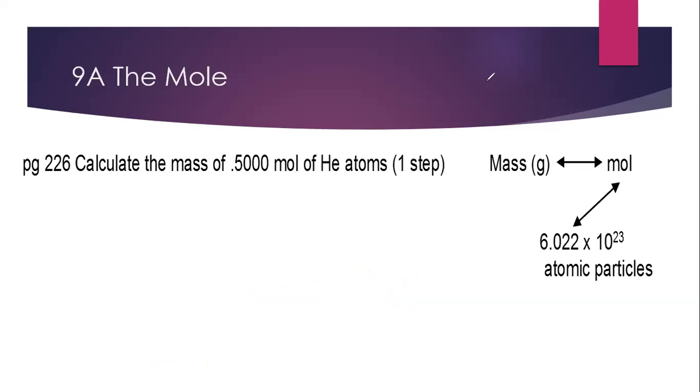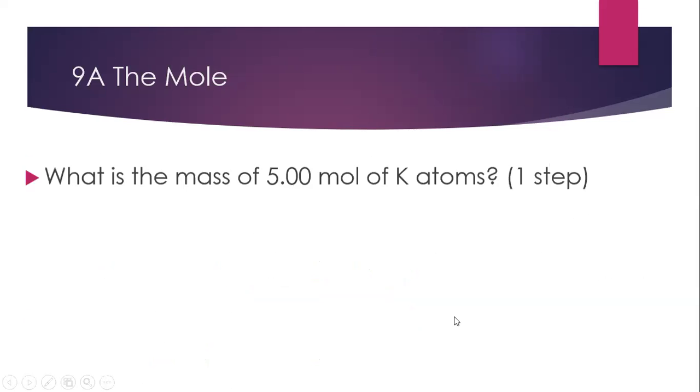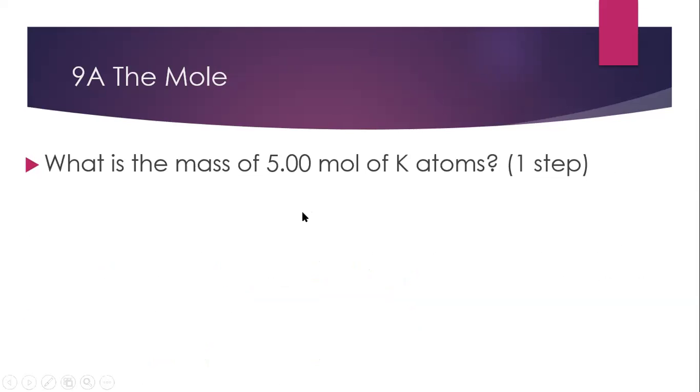Okay, let's go ahead and go to the next screen. What is the mass of 5 moles of krypton atoms? This one, we've got 5 moles going to mass. This is the same type of problem as the last one. The only difference is now we're looking at krypton. We're still going from moles to mass, so it's still that one step. Go ahead and try to calculate that on your paper.